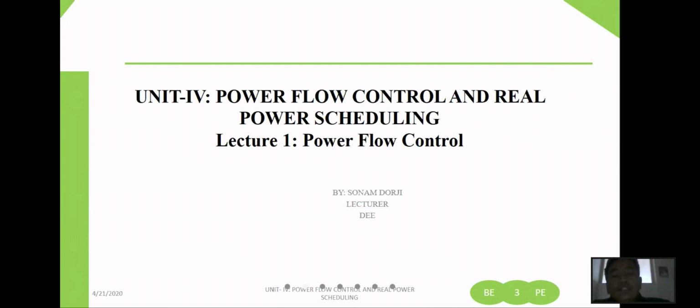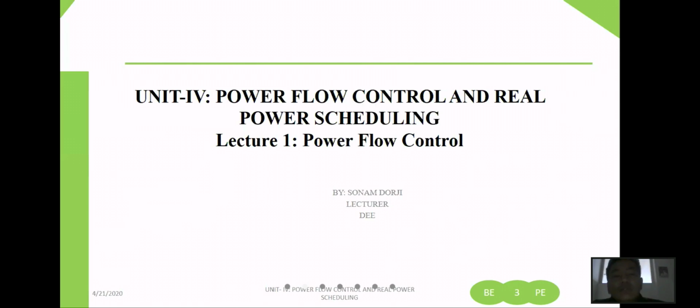Already we have learned something about AGC, automatic generation control. In automatic generation control, it will control the power flow, right? But there is a certain limitation which I have not explained earlier. In this portion, we'll see what the limitations of AGC are. It can control the power flow, but it has certain limitations which we cannot work around. This is in general how we can control the power flow using AGC.